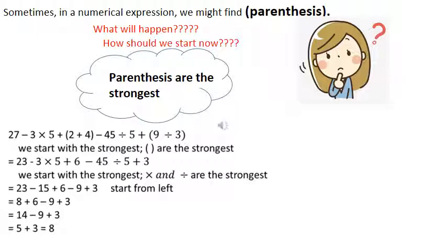So if you look at this expression, we have 27 minus 3 times 5 plus, in the parentheses, 2 plus 4 minus 45 divided by 5 plus 9 divided by 3 in a parentheses. So we start with the strongest, which is the parentheses. So I'm going to calculate what's inside the parentheses. So 2 plus 4 it's 6, and 9 divided by 3 it's 3. And now we have an expression that we already know how to do. We start with the strongest, which is multiplication, not division, because the multiplication comes first. So we start from left to right.